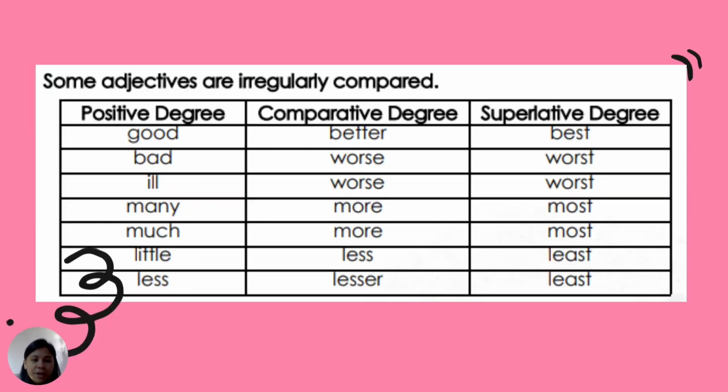Some adjectives are irregularly compared. Examples, positive degree, comparative degree, and superlative degree. Good, better, best. Bad, worse, worst. Ill, worse, worst. Many, more, most. Much, more, most. Little, less, least. And less, lesser, least.